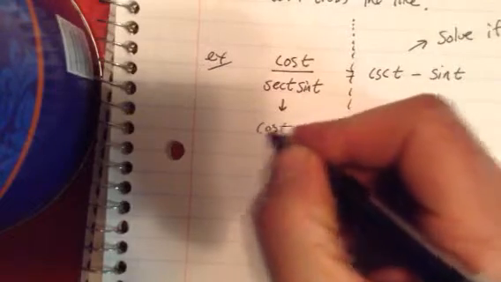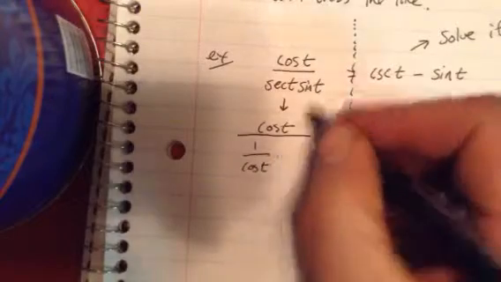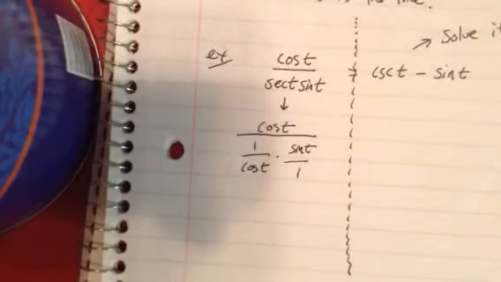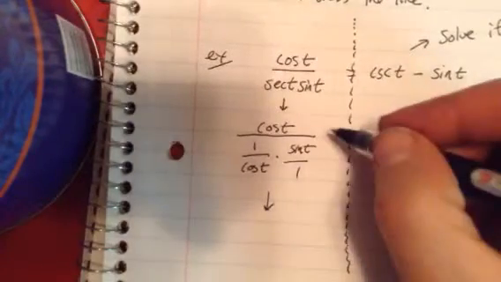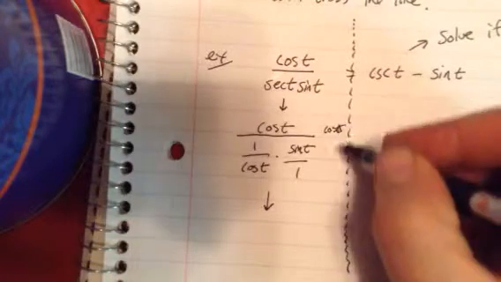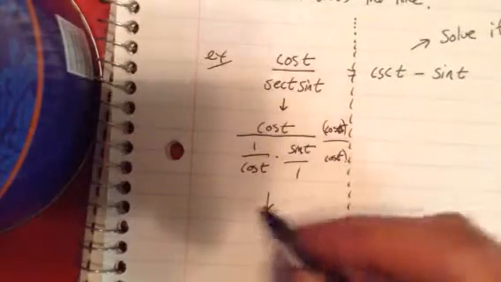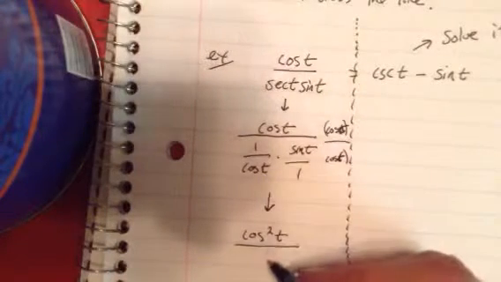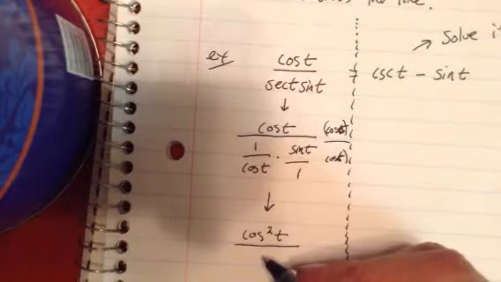Cosine t over secant, which is 1 over cosine of t, times sine, which is sine of t over 1. Then I'm going to think, what should I do? I'm going to use that trick where you multiply the top and bottom by cosine of t. So on the top I get cosine squared of t, and on the bottom the cosines cancel, and I get sine of t.